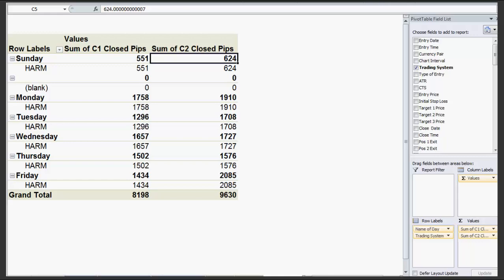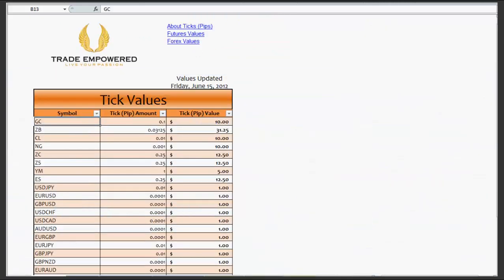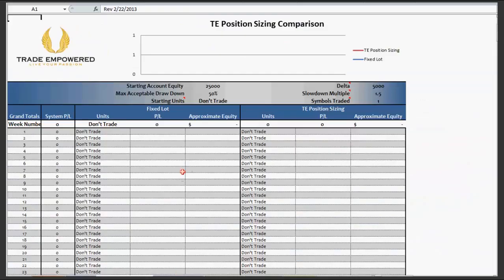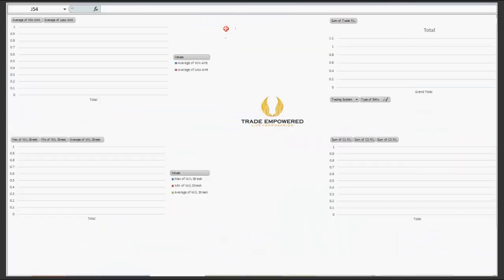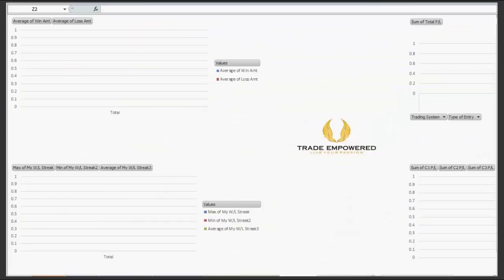Now, we do have a new spreadsheet. I'm going to show you that because I added a couple of things to the new spreadsheet. The new spreadsheet looks just like the old one. You've got your tick values, your backtesting, your money management, but you also have this backtesting review. What this does is it gives you some representations on a chart of what your average win, average loss is. There's a bunch of stuff in here that's going to give you some nice graphs that are really easy for you to look at. And then you've got, of course, the same thing in your live trading. So I'm going to give you both of these spreadsheets for you guys to use.